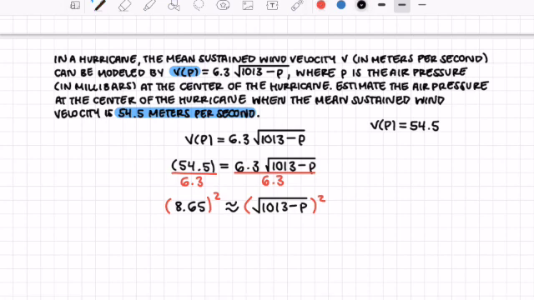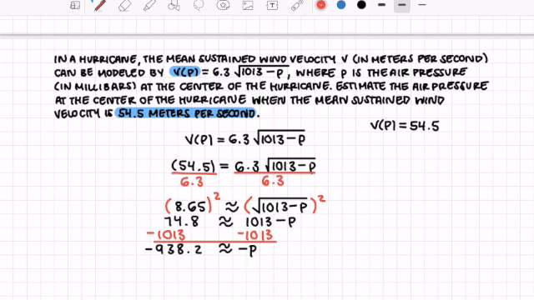And from there, I'm left with 74.8, which is about 1013 minus p. Last thing to do is just solve for p again, so subtract 1013 from both sides. That gives me negative 938.2 equaling negative p. Then get rid of the negative sign by dividing by negative 1 on both sides. And that leaves me with 938.2, and that's around the amount of air pressure that we receive.